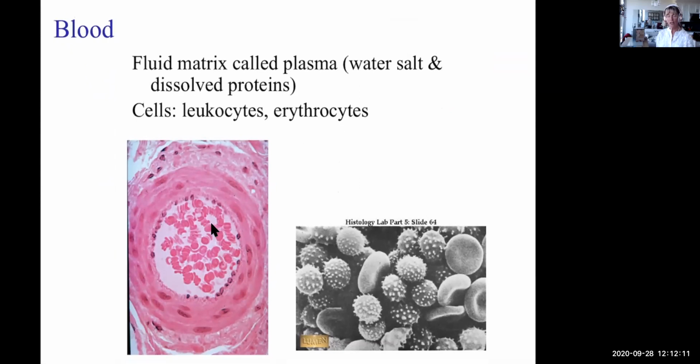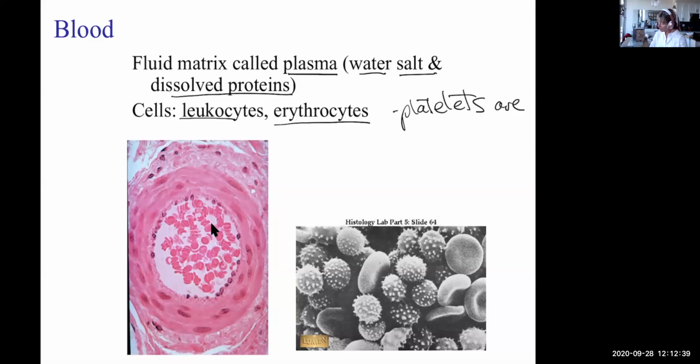Blood. Blood is also a connective tissue. There are a few cells, but quite a lot of matrix. The matrix in this case is called plasma. Plasma consists of water, salts, and dissolved proteins. The cells are leukocytes and erythrocytes. Platelets are cell pieces. So they're not a complete cell with a nucleus, rather they're cell pieces.